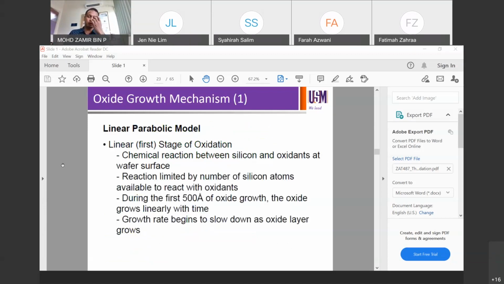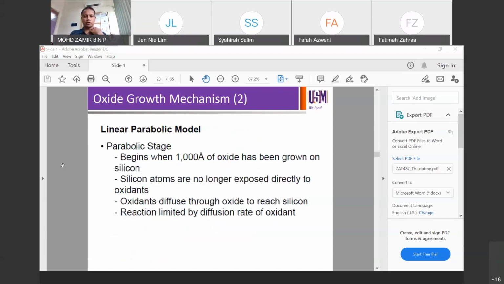So apa yang terjadi? We're going to go through one by one. So the first step is also called linear step. It's called linear parabolic step. Tapi the first one will be linear. The second step will be parabolic. There are two main phases. We're going to see why too.